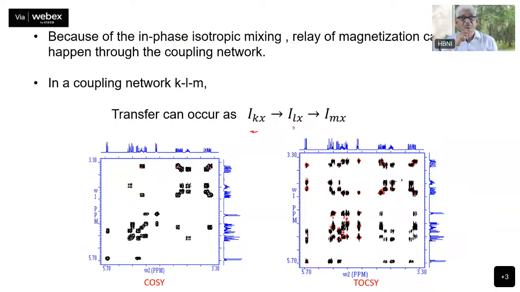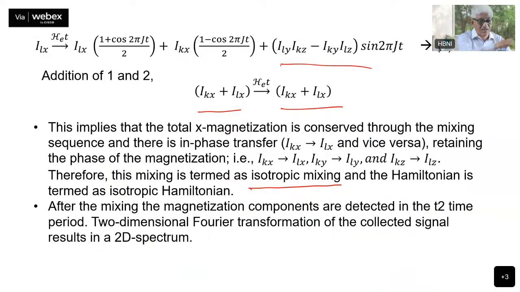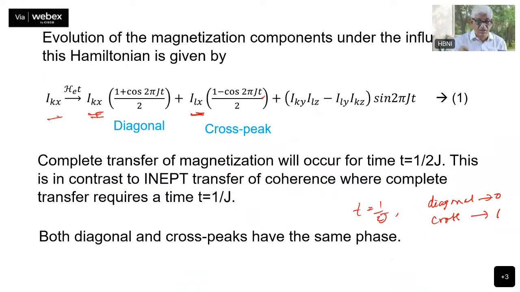And one more thing. Go to the previous slide. You can see here, this coefficient of IKX is 1 minus cos 2 pi. Why is it a plus in the first case, ILX, but for IKX it is a minus? That is a transfer peak, a cross peak. Here this is the diagonal peak, and this is the cross peak. For the cross peak, it is always 1 minus. In the previous one also, it was like that.